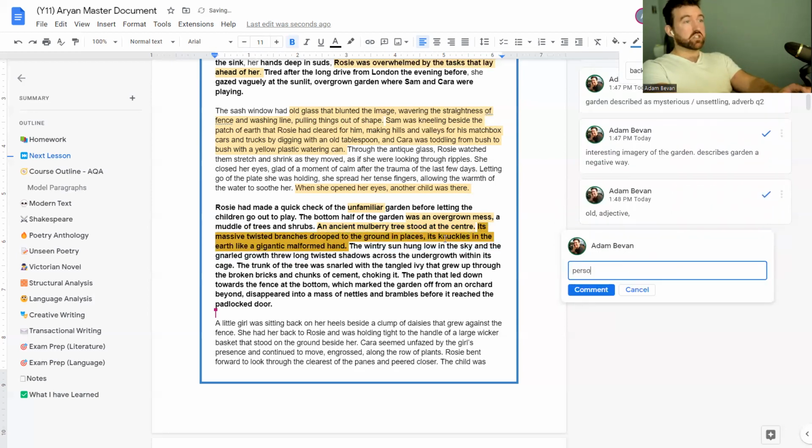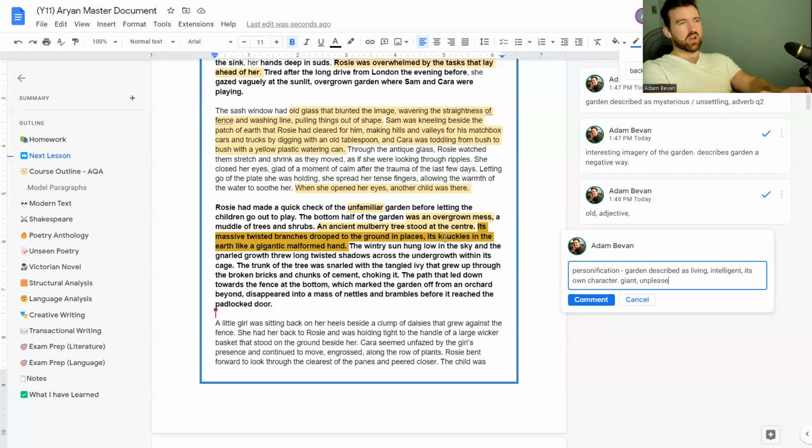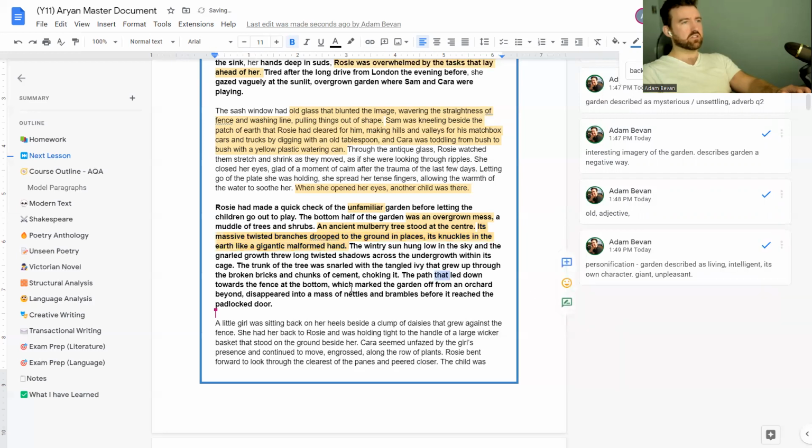It's personification. So it makes the garden, remember the question is how the garden is described. So the garden is described as alive, basically, as living, intelligent. It's kind of its own character. But it's also a giant garden, and in some ways quite unpleasant, the idea that it's sort of malformed and it's drooping everywhere and stuff like that.